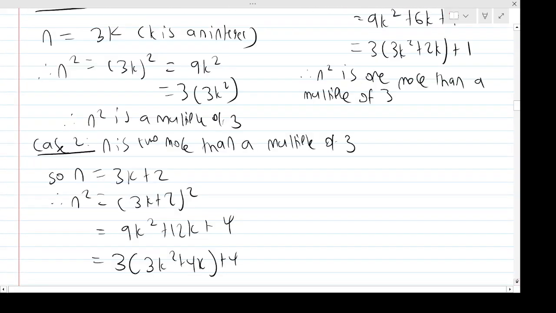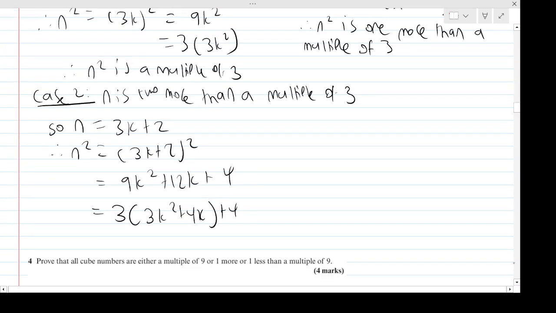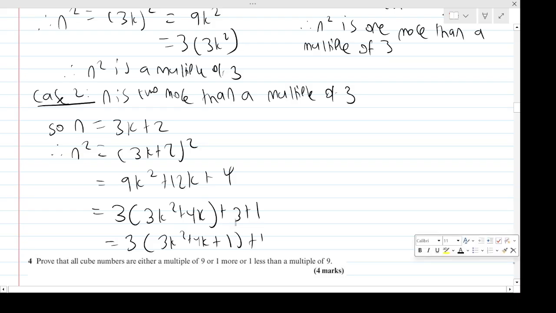But can I not split up the 4? Keep in mind, I want 3s. I can split the 4 up into plus 3 plus 1 and factor that in as well. So then I get 3 lots of 3k squared and 4k, add another, include the 3, and then add the 1 outside. There we are.